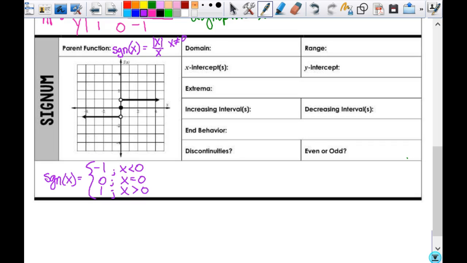To do the rest of this, we're looking at the graph anyway. So let's talk about domain. What is my domain? Negative infinity to infinity. Good. It is all those real numbers there.